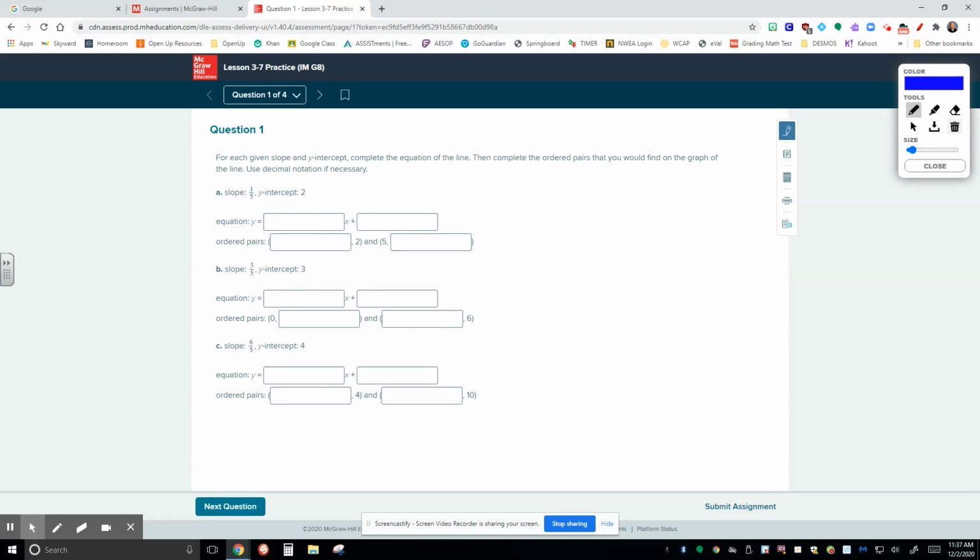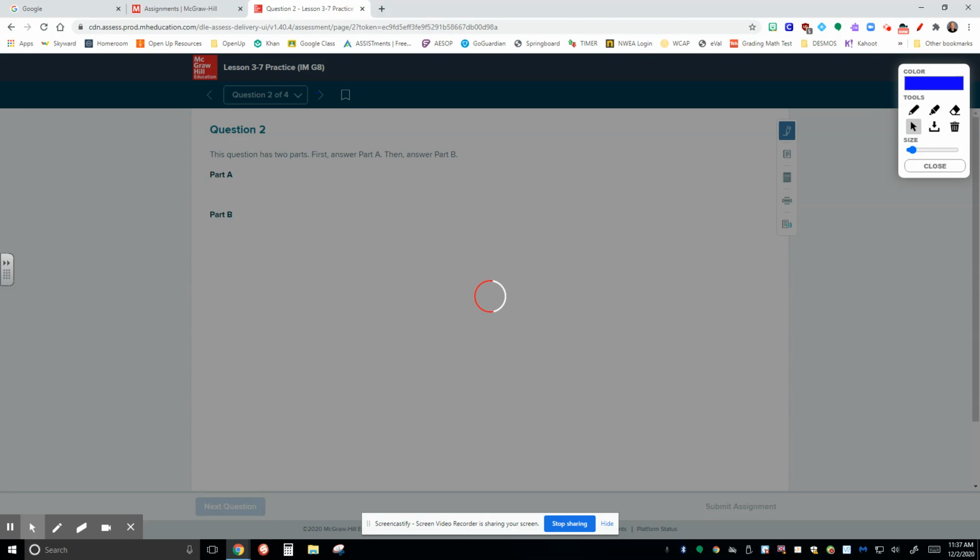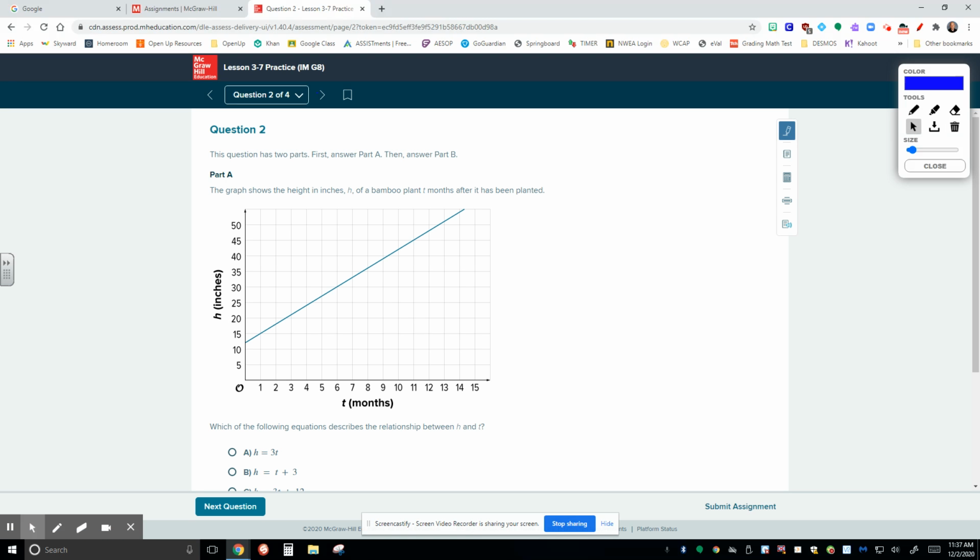Next problem. Problem 2, we'll see a graph, and we're supposed to write the equation for this graph. First thing we recognize, height in inches is h, compared to the bamboo plant after t months. So we recognize h is the height, this is our y coordinate, t is the months, this is our x coordinate. Those can be helpful for writing the equation.